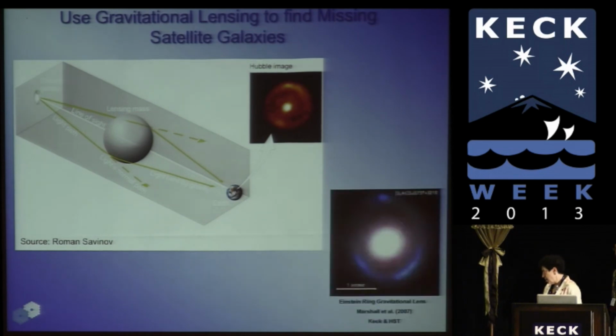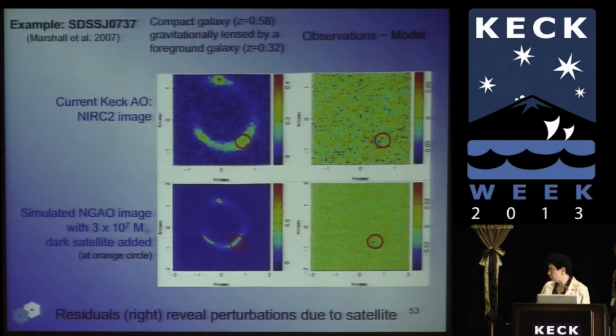And here's the kind of thing that has been done at Keck. This is now Keck and Hubble together. This is Phil Marshall's image. Here's the Einstein ring, and here's the lensing galaxy. So it turns out, this is now the current Keck adaptive optics image of that galaxy. And into that image, in the model, has been put the intensity that you would see from a satellite galaxy if it were there.